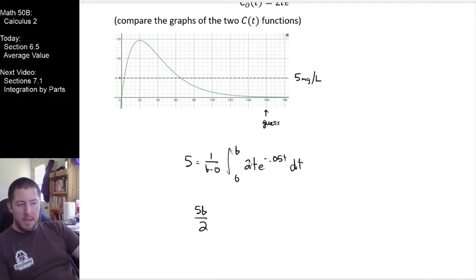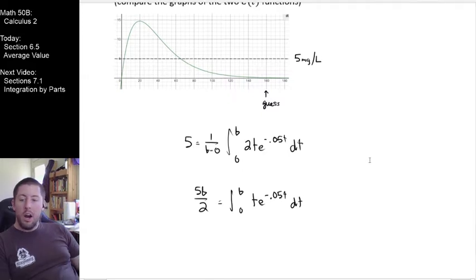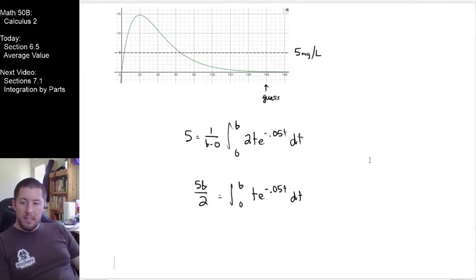Multiply both sides by b, divide both sides by 2 to land at the integral from 0 to b of t e to the negative 0.05 t dt. So our dilemma now is we don't have a direct antiderivative for this, because this looks like a product of both t and an e to the t function.